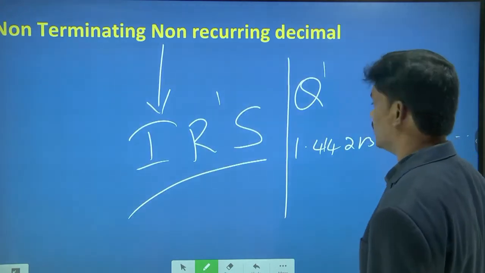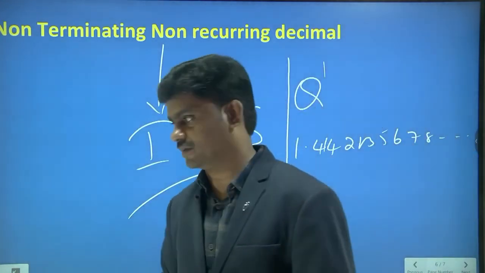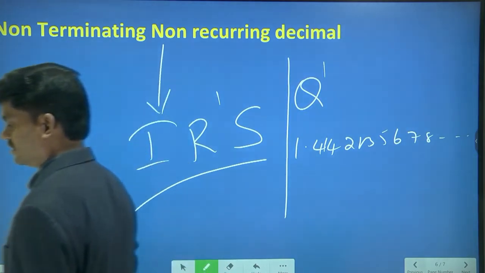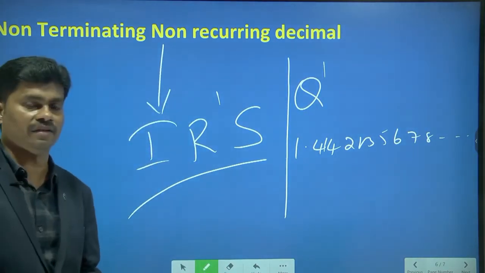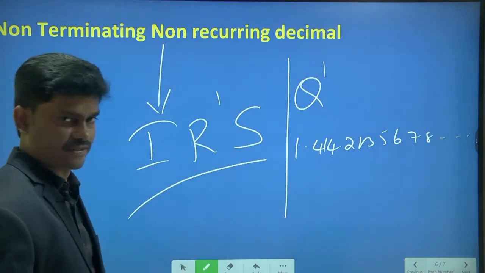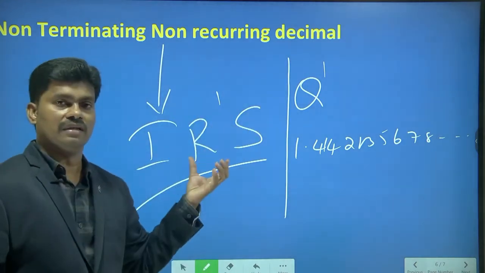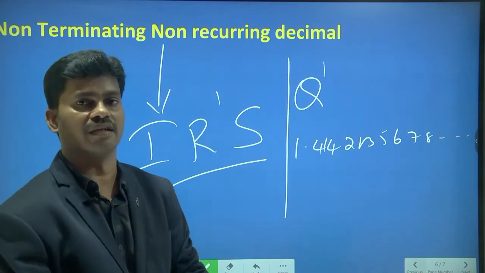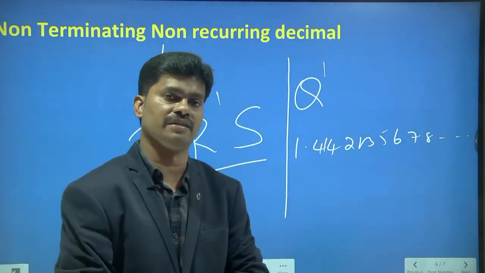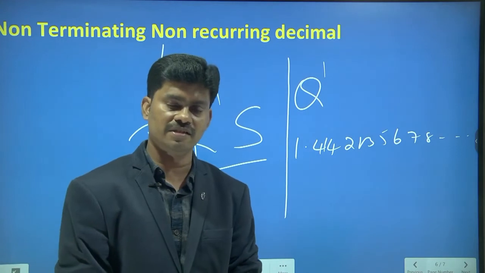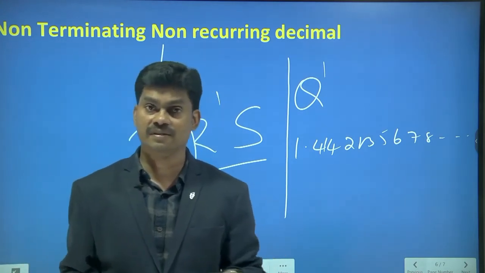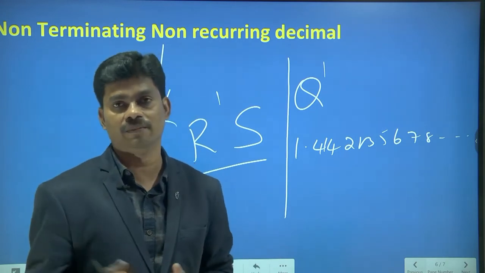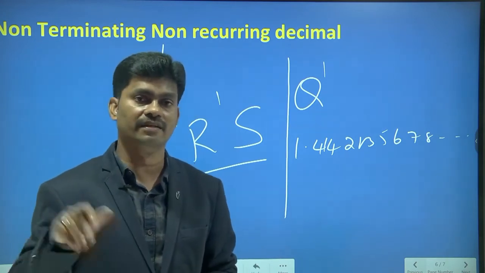Right. Non-terminating, non-recurring decimals. So in this session, what do we learn? What is a rational number? What type of numbers can we call rational numbers? And the decimal representation of rational numbers. In the decimal representation, we can classify decimals into three types: terminating, non-terminating recurring, and non-terminating non-recurring.